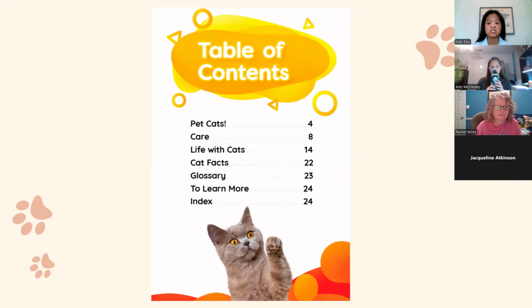And that is one of the traits. And that's when you can discuss with the students, well, what do you think is in this book? What are they going to discuss? They're going to shout out, talking about your pets, care, and life. And we talk about what the table of contents is.